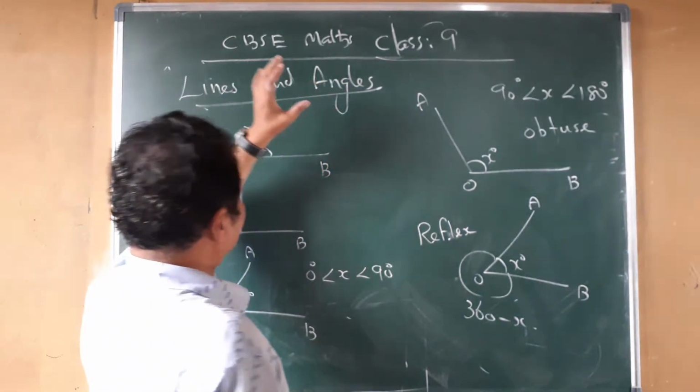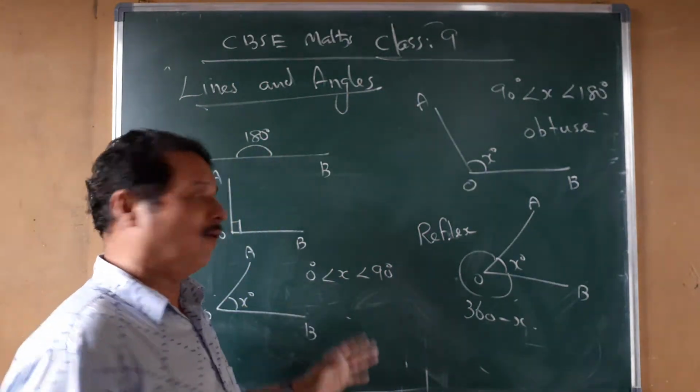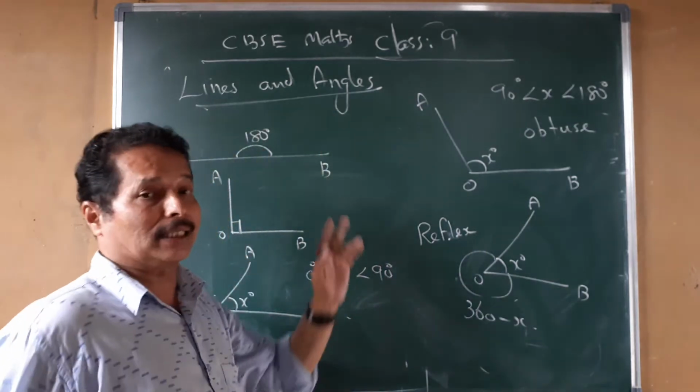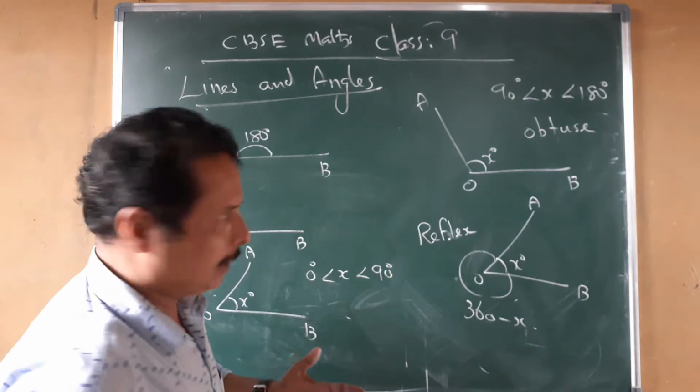Today we discuss our new chapter, lines and angles. Comparatively, it is an easy one if you know the basic concepts of lines and angles. These are the different types of angles on the blackboard.